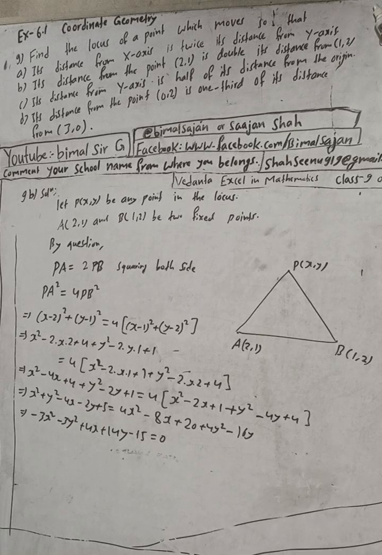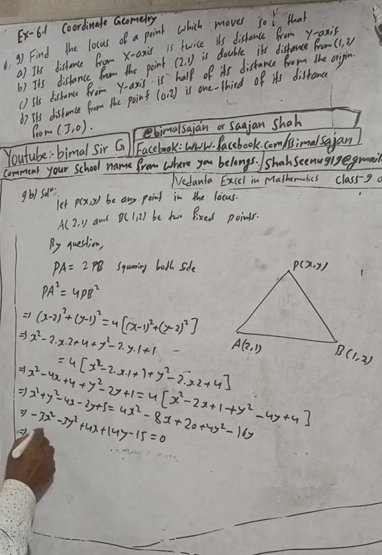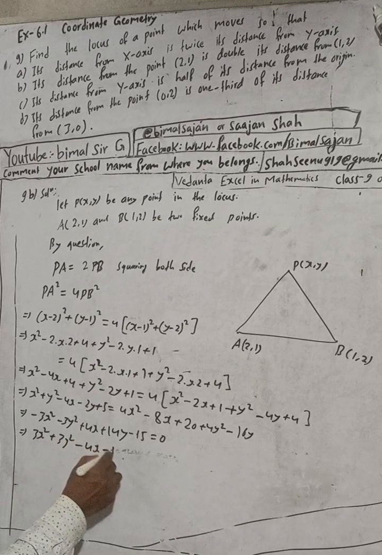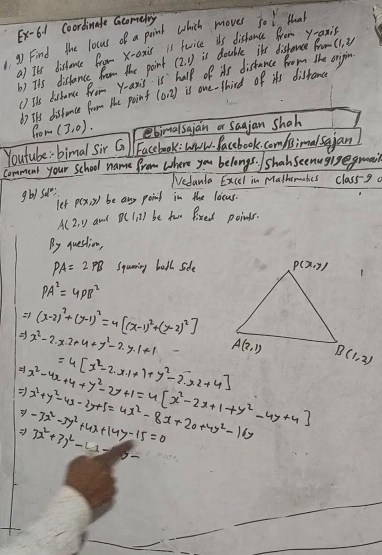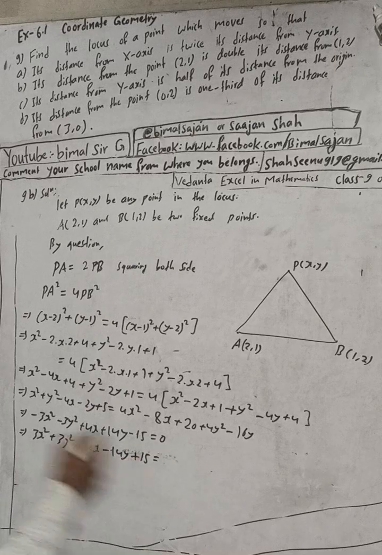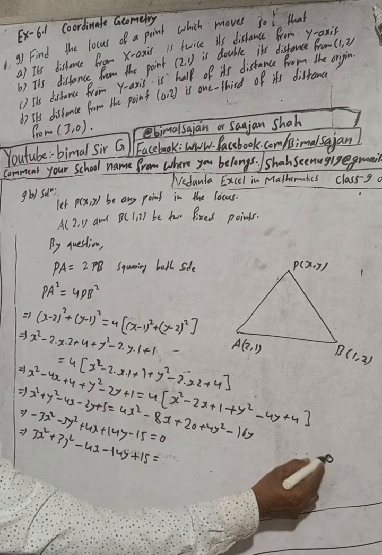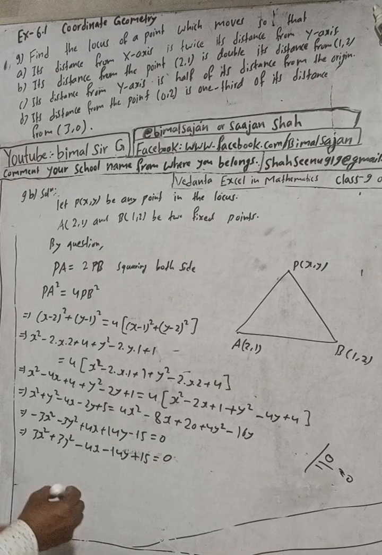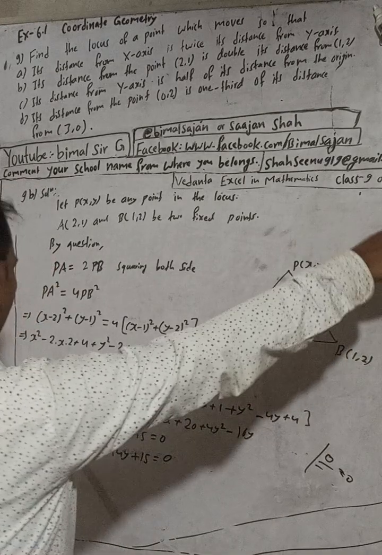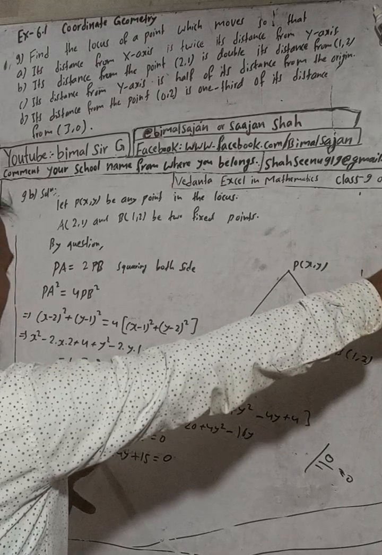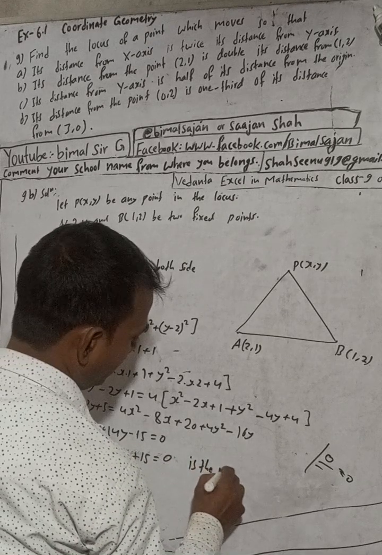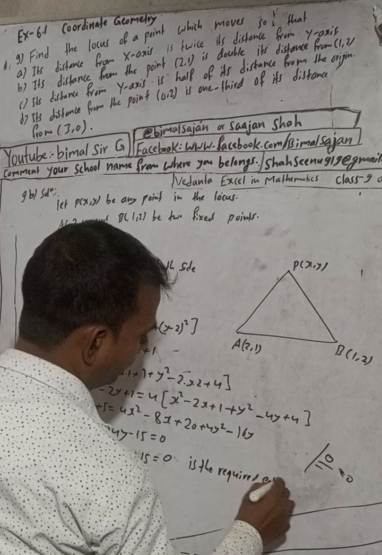Now what we can see here is that there is nothing to take common, so we just take minus common, which means change the signs. So 3x square plus 3y square, then minus 4x minus 14y, and this is minus 15 so plus 15, is equal to 0. Dividing by minus, 0 divided by minus is equal to 0, so you get 0. So this is the required equation. In the book the answer is 3x square plus 3y square minus 4x minus 14y plus 15, correct, is the required equation of the locus.